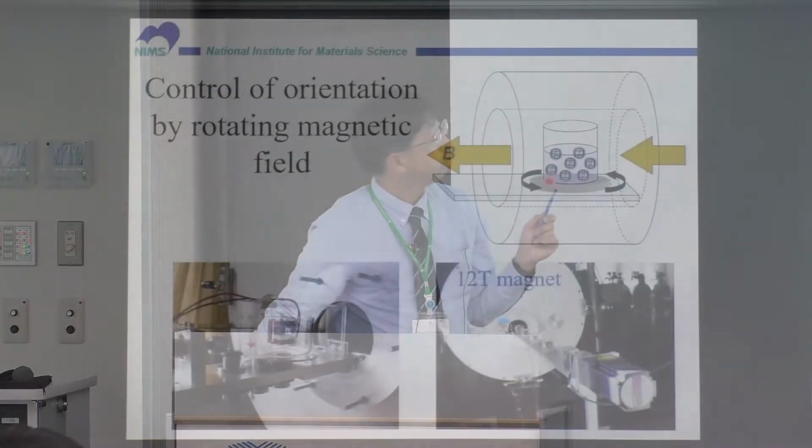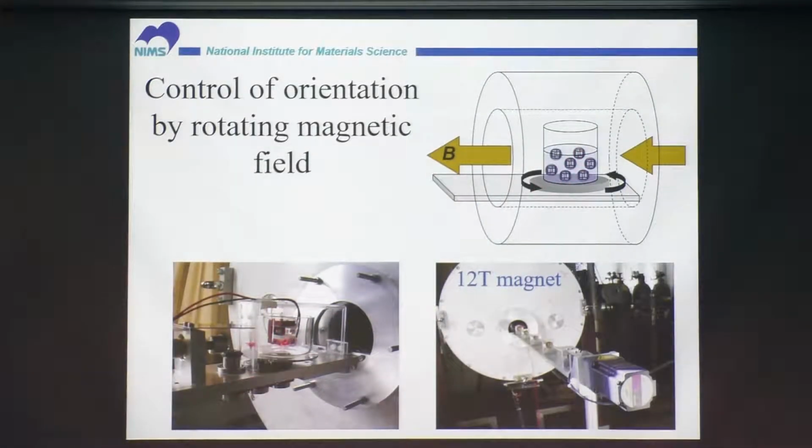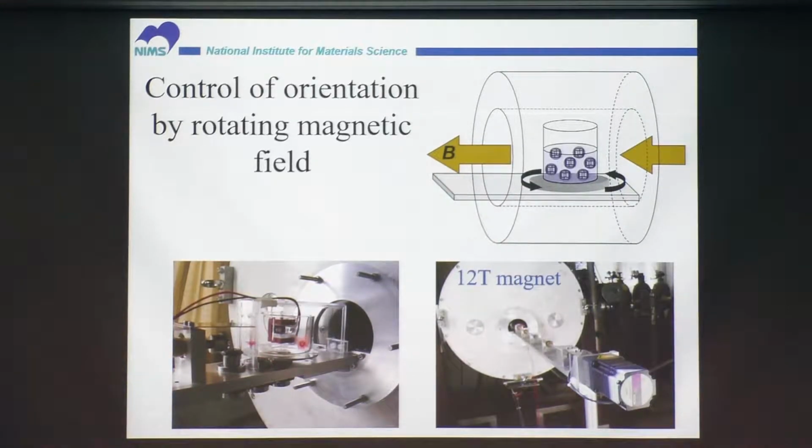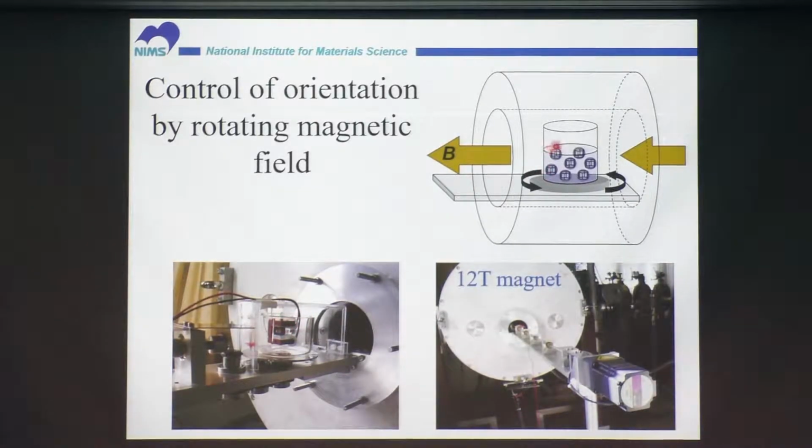This is our technique. We make the stage and put it in a superconducting magnet and rotate it. This is the case of electrophoretic deposition. This shows the simple slip casting. So by applying the magnetic field, we can control the C-axis direction.